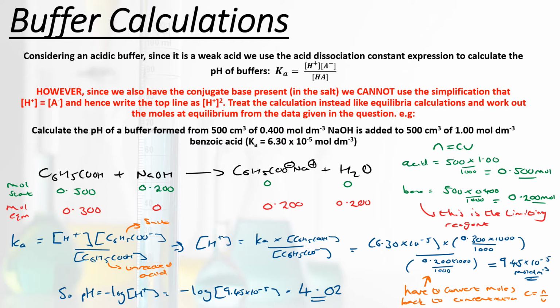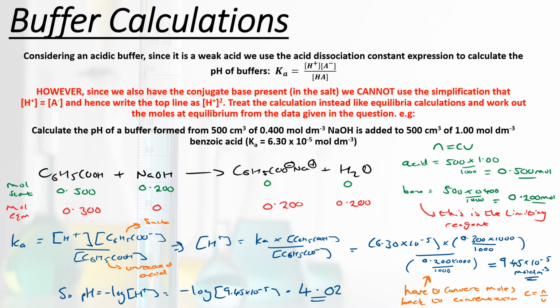And so the way we do that, n equals CV, so our concentration is going to be equal to the moles divided by the volume. And the key thing is that we need to convert our volume from centimetres cubed back into decimetres cubed by timesing by 1,000. And so you can see that in our expression we have our Ka multiplied by the unreacted acid concentration, which would be 0.3 moles times 1,000 divided by 1,000.